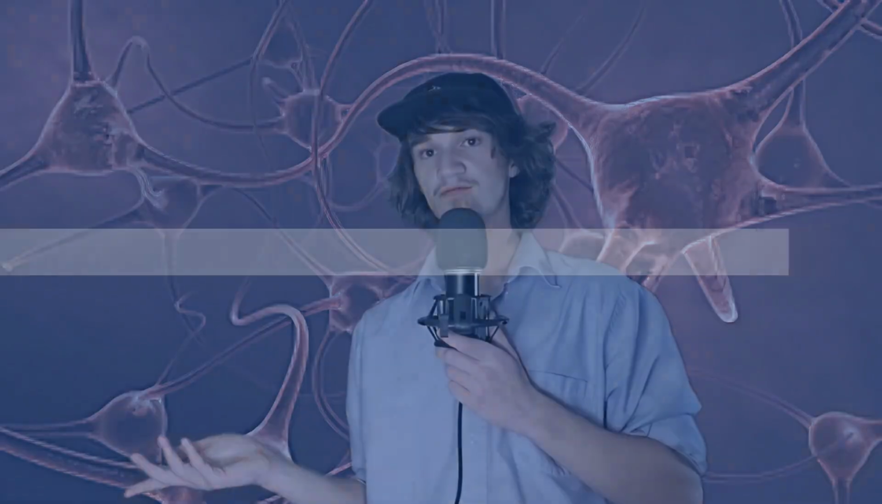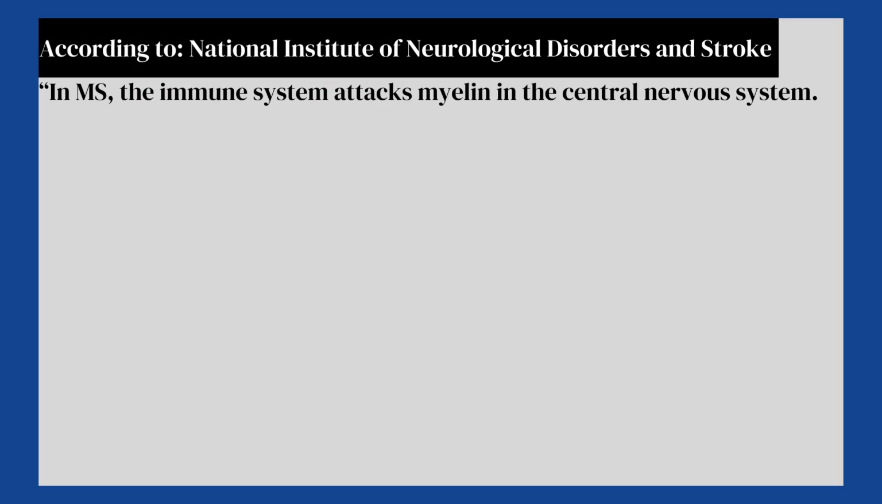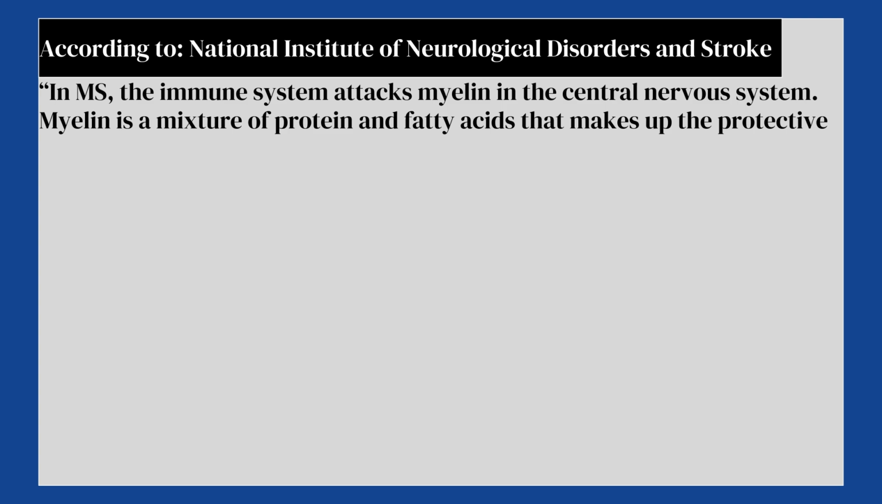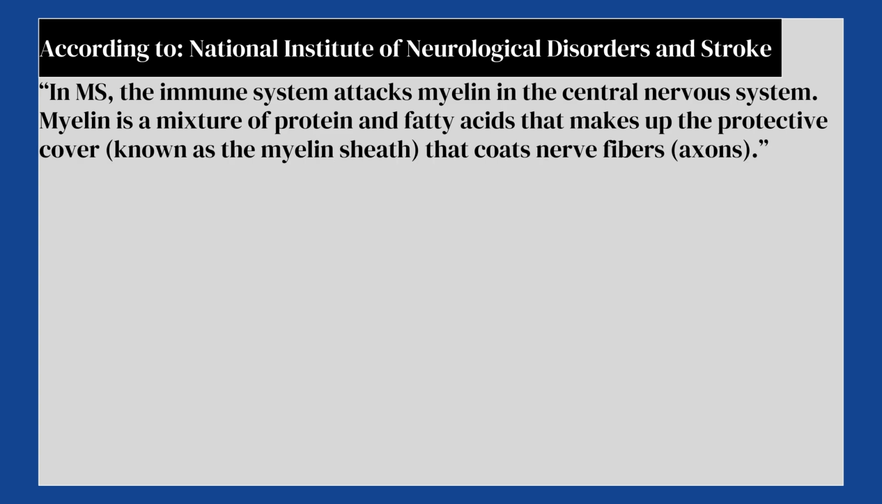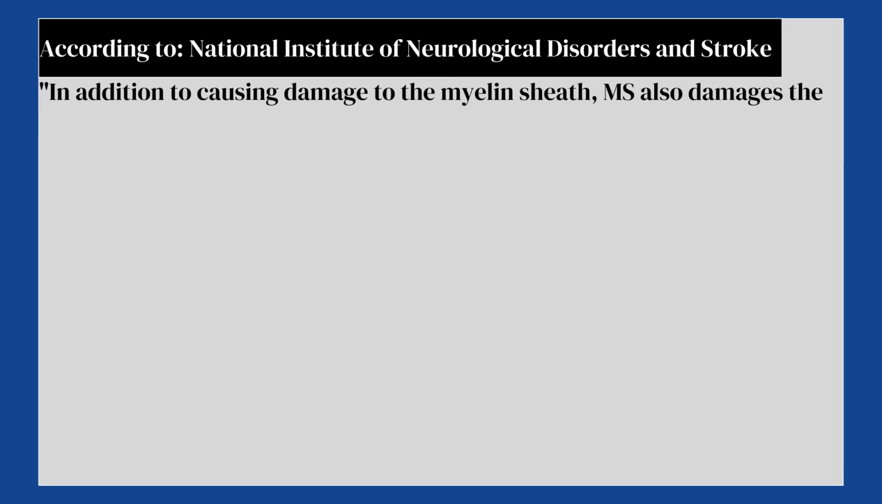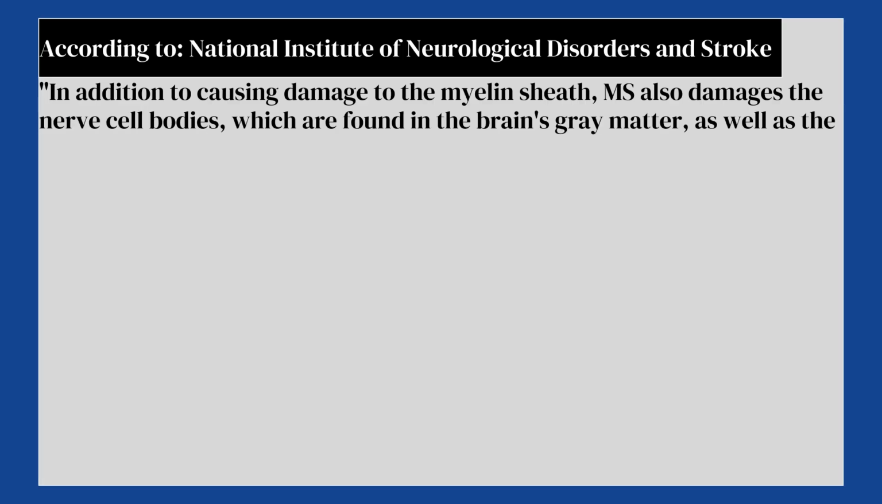So what is multiple sclerosis? According to the National Institute of Neurological Disorders and Stroke, in MS, the immune system attacks myelin in the central nervous system. Myelin is a mixture of protein and fatty acids that makes up the protective cover known as the myelin sheath that covers nerve fibers. It also says a paragraph later, in addition to causing damage to the myelin sheath, MS also damages the nerve cell bodies which are found in the brain's gray matter, as well as the axons themselves. These attacks from the immune system can seriously damage the central nervous system, which is what multiple sclerosis attacks.